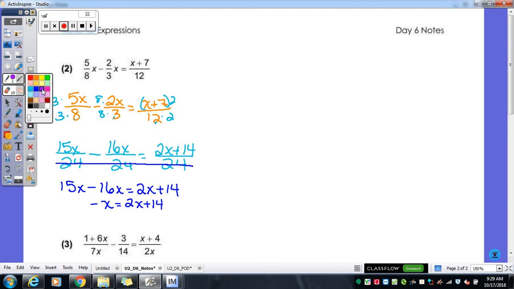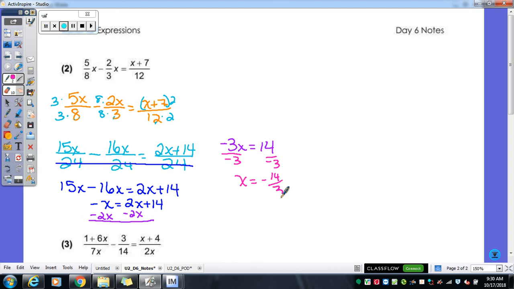Then what should we do? Yep, bring that 2x over. So I got negative 3x equals 14. We're going to get a fraction answer. Divide by negative 3. x equals negative 14 over 3. You want to leave that one as the fraction, because otherwise it's a repeating decimal. This is what they call the exact form. This is going to be your most accurate answer.